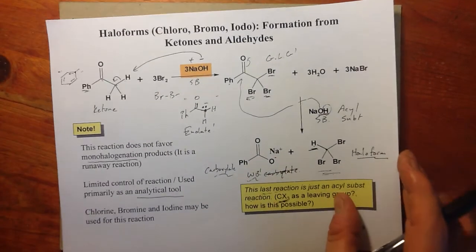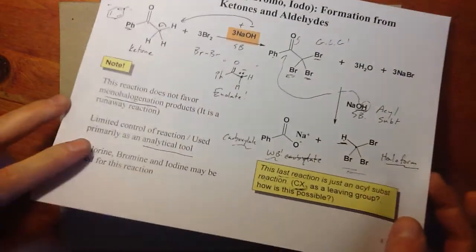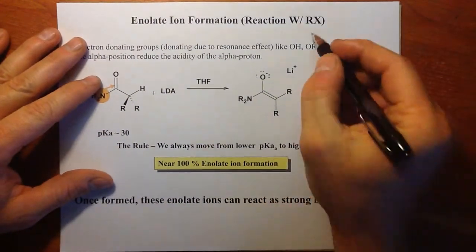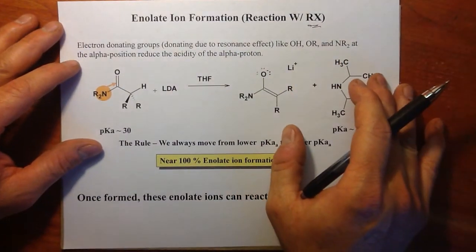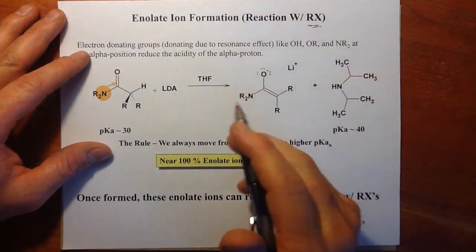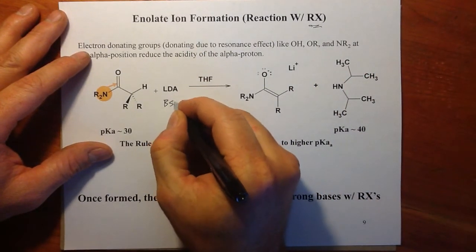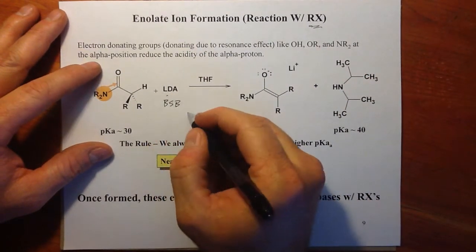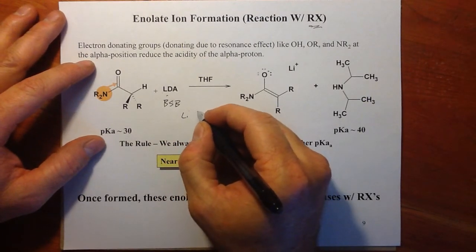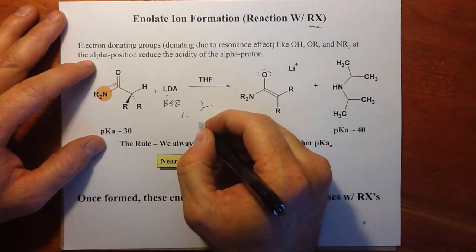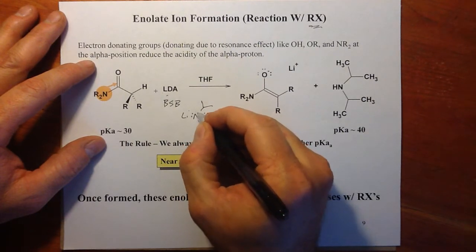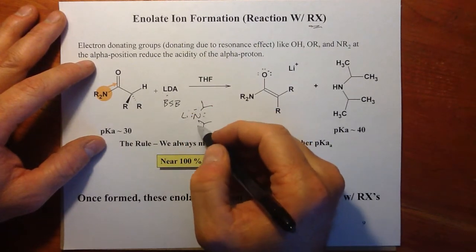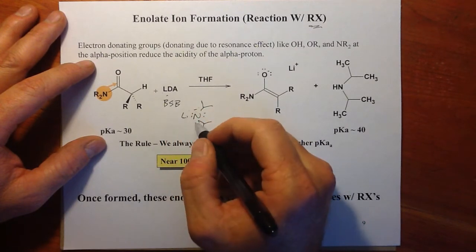Alright, let's go on and look at use of the enolate ions for an alkyl substitution reaction with alkyl halides. There are a couple ways we can make enolate ions. We can use a bulky, strong base like LDA. LDA stands for lithium diisopropyl amide. Lithium diisopropyl amide. So this is a bulky, strong base.